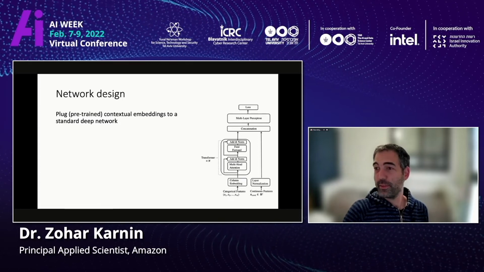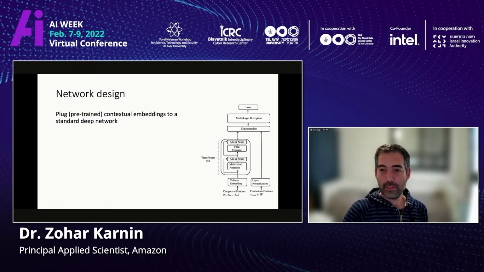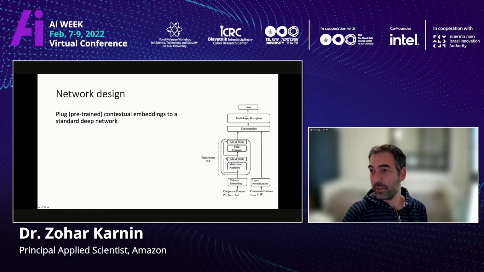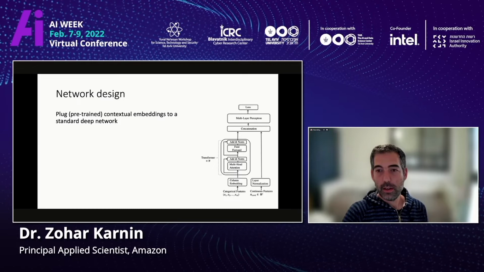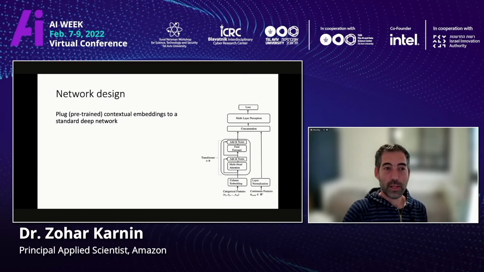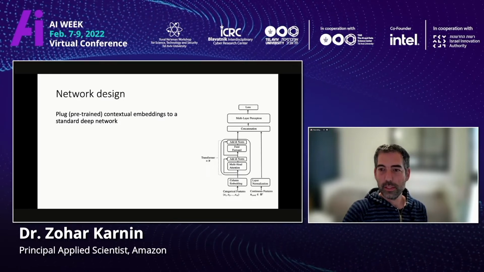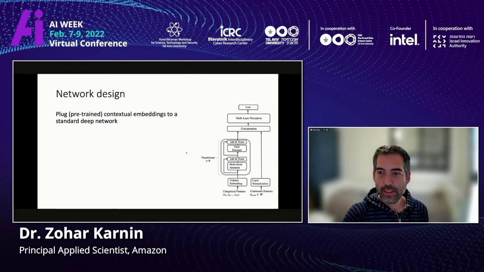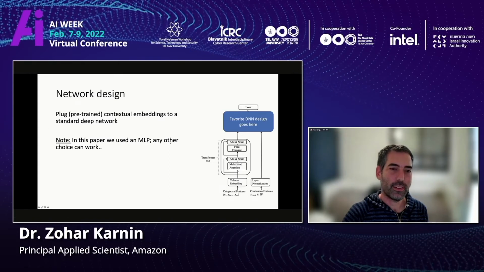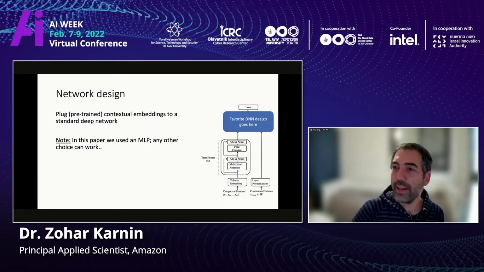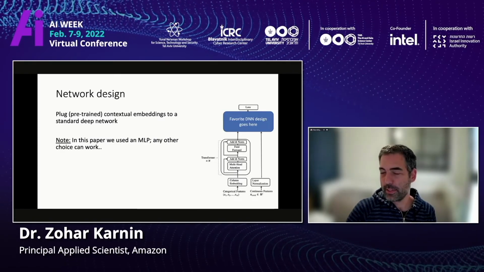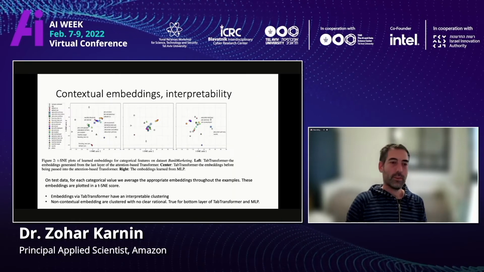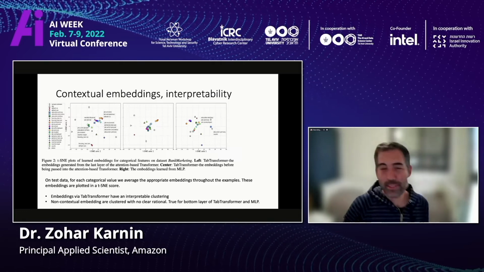Now, that was the component for your categorical data, right? This part. You need to plug this into another network that handles the whole thing. In all our experiments, we chose an MLP, but really any other design would do. It doesn't have to be an MLP. To make the comparison clean, it's an MLP. Okay, so on to some experiments.